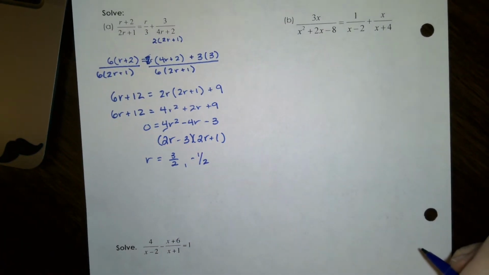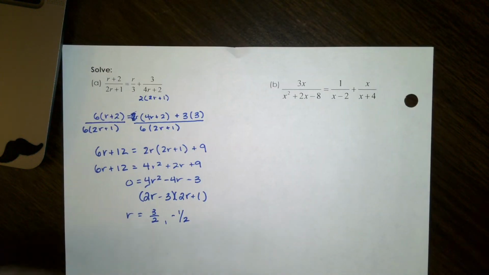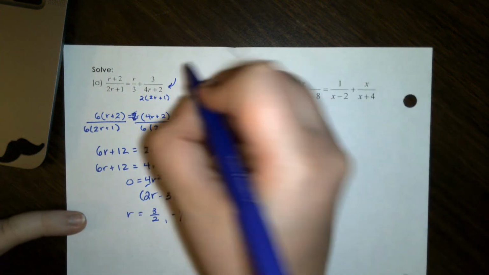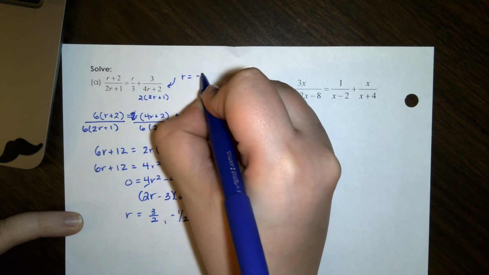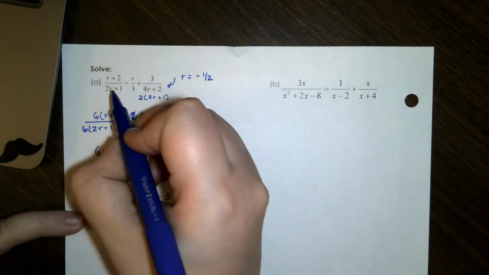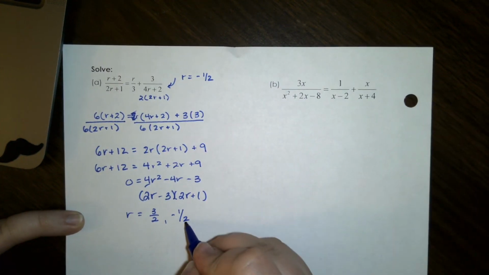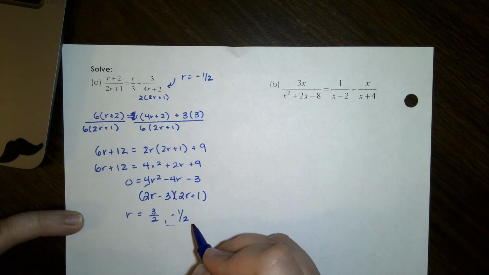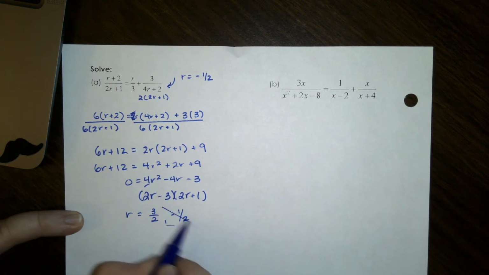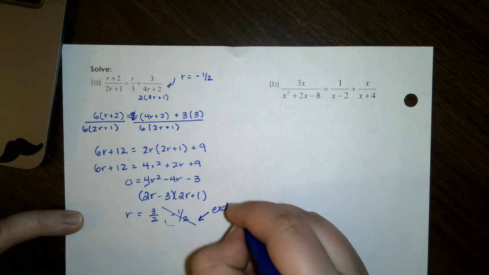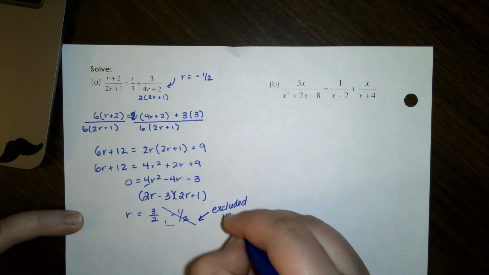But again, let's go back to it. Let's make sure that that doesn't cause any problems. Our original excluded values here were r equals negative 1/2. If we solve either one of those, we're going to get that. So because that's an excluded value, even though we got it as an answer at the end of the day, that does not work because it is an excluded value.